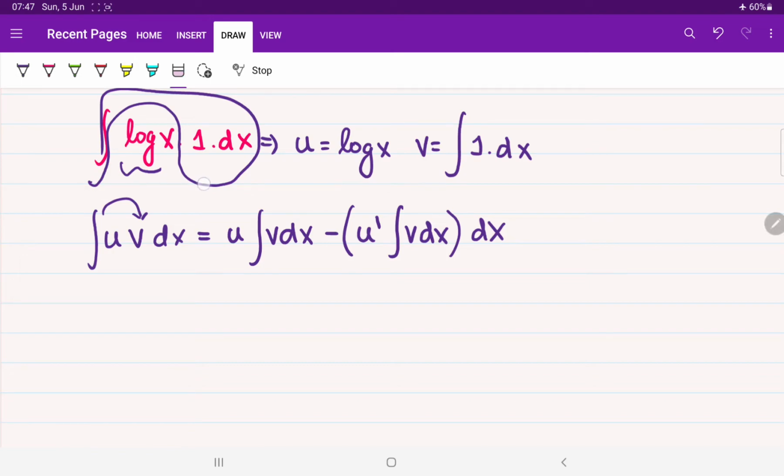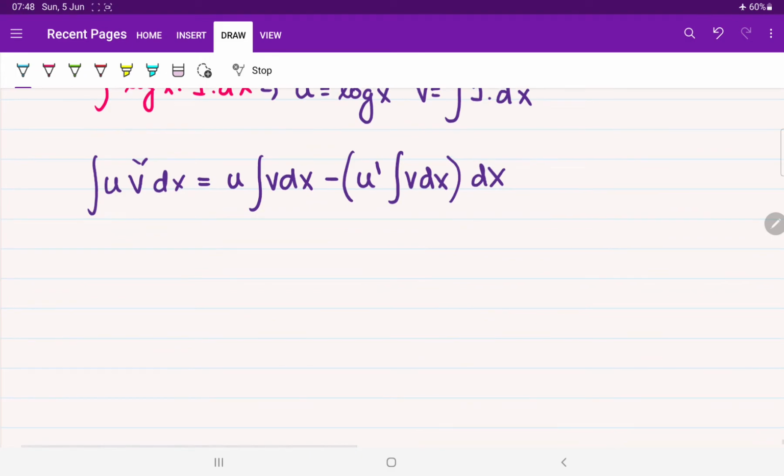Shall we proceed further now? It's very easy. Just apply the formula to the expression. Okay sir, u is equal to log x. Here the integration of 1 into dx equals v. Just continue the derivation from here. What will you be getting here in place of u? So here in place of u we are having log x, and in place of v we are having 1 into dx.